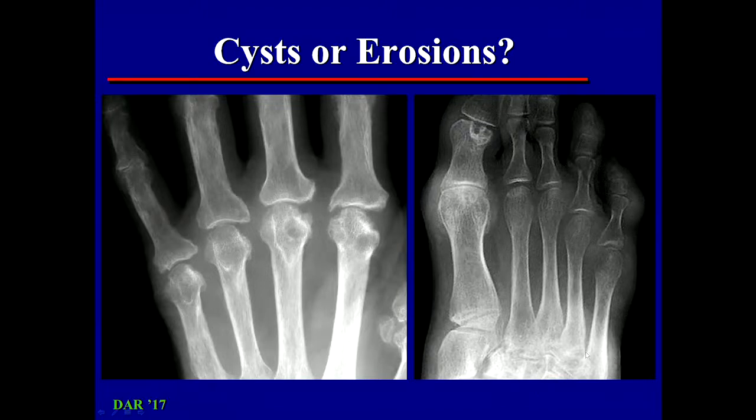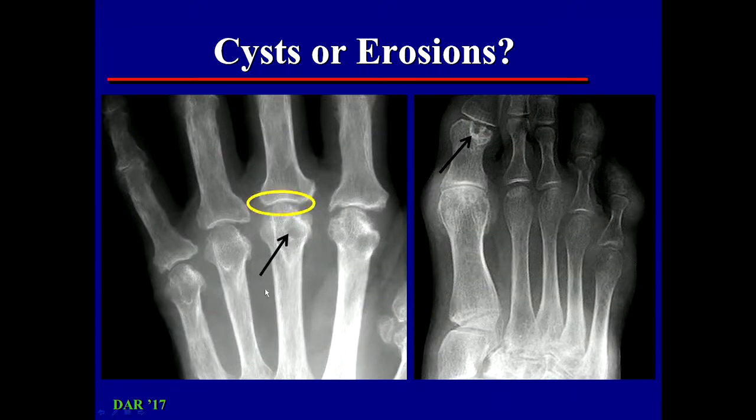Two different patients now. How do you tell if these are cysts or erosions? So we have big holes inside the ends of the bones. Is it by how big they are, or whether they're sharp, or whether they're sclerotic? And the answer is no. These can be erosions or cysts. So how do we tell? We ignore them. We look at everything else.